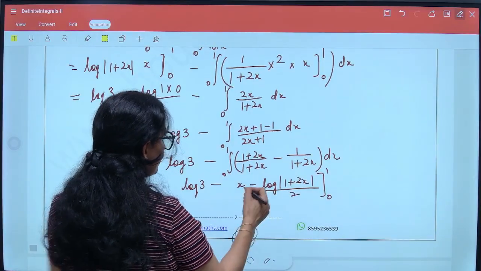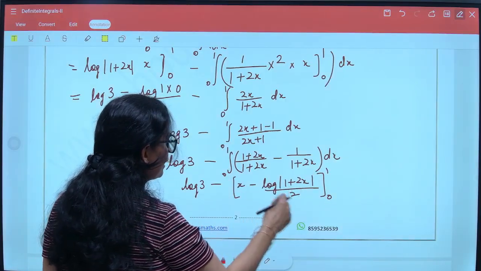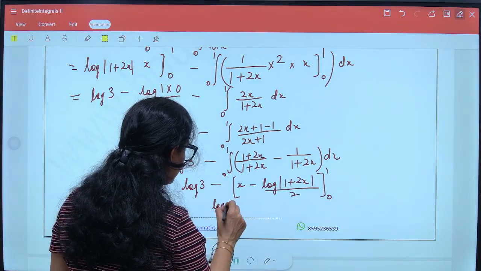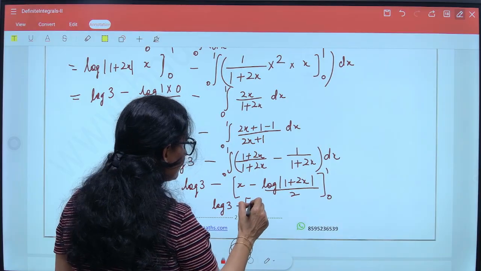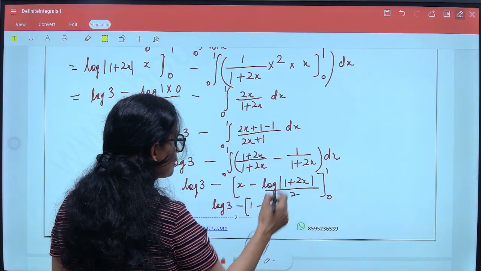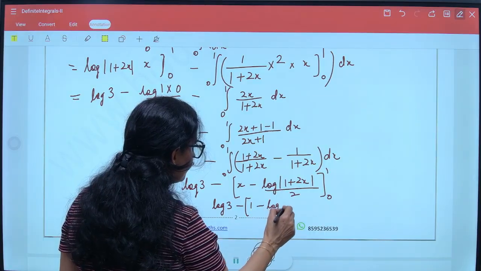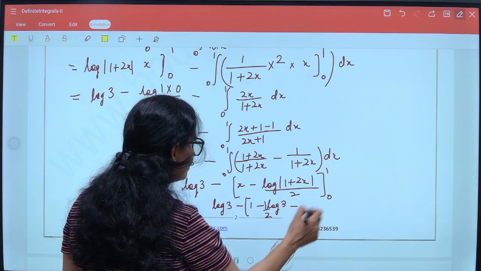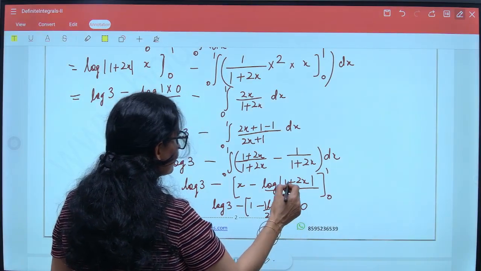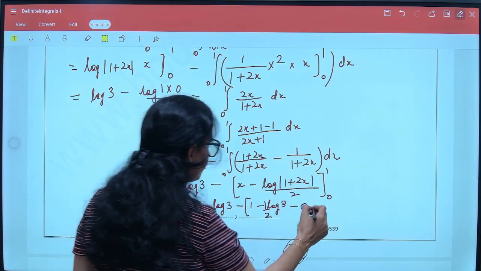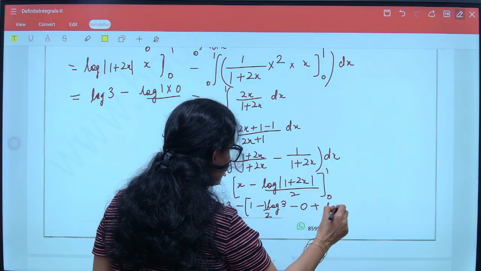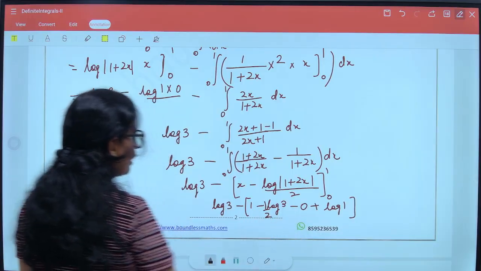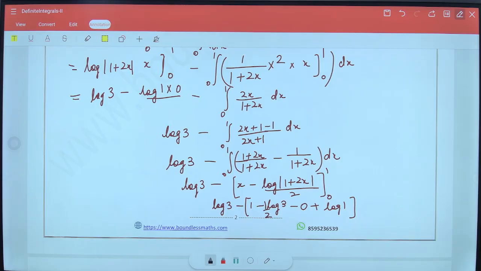Now just put the value of x as 1 in this entire expression and then put the value as 0 also. So when we put 1, the entire thing becomes log 3 minus, in the bracket we have 1 minus 2 plus 1 becomes 3, so it is log of 3, and then minus, when we put 0, it is 0 here, log of 1 plus 2 into 0 becomes log of 1. So minus into minus plus log 1. Log 1 is anyway 0, so we can just remove that. So we just have 1 minus half log 3 here.